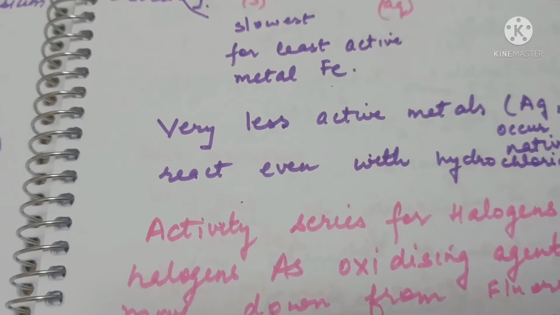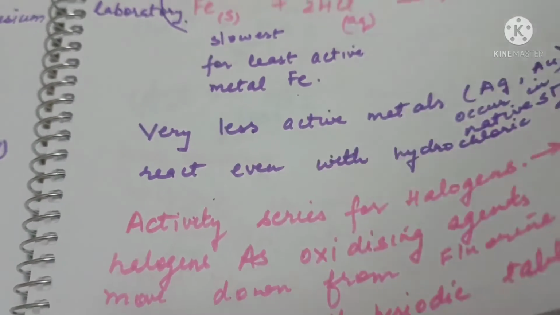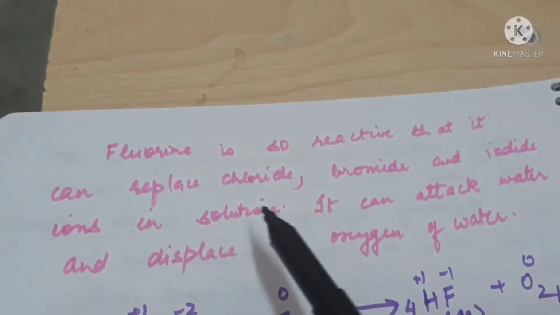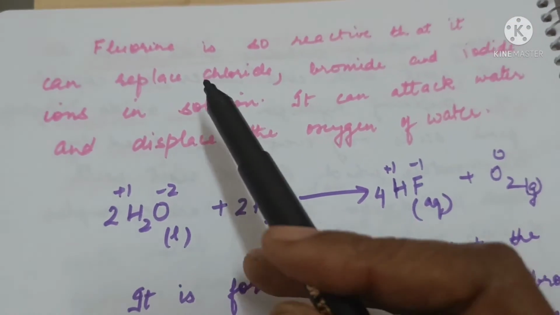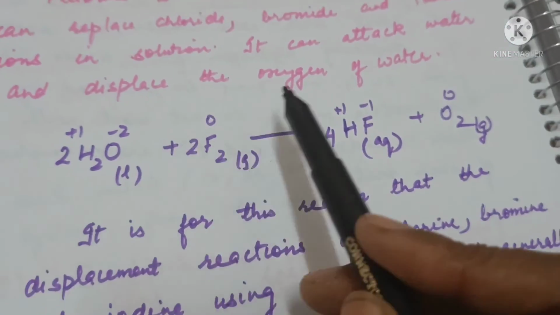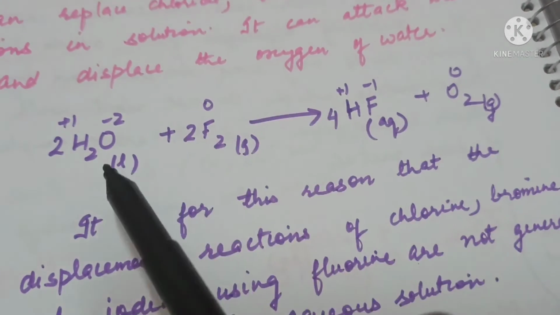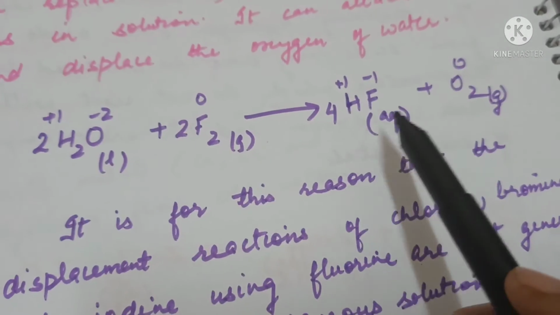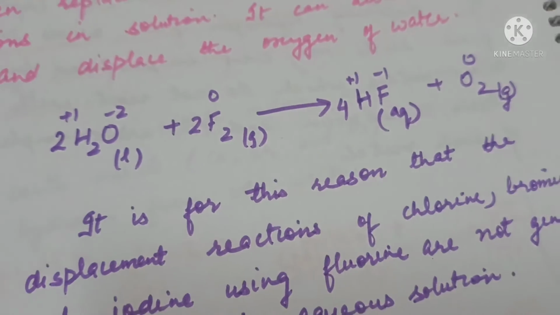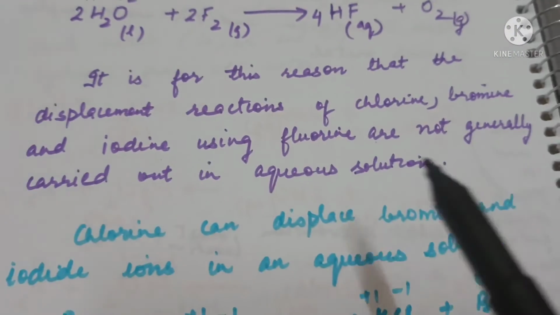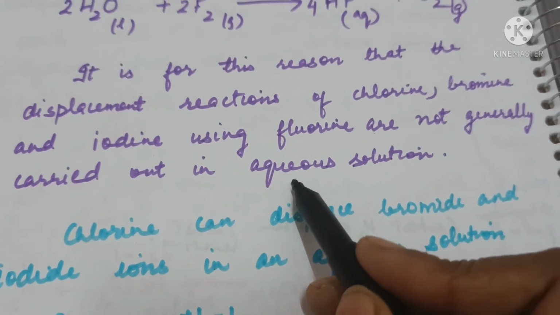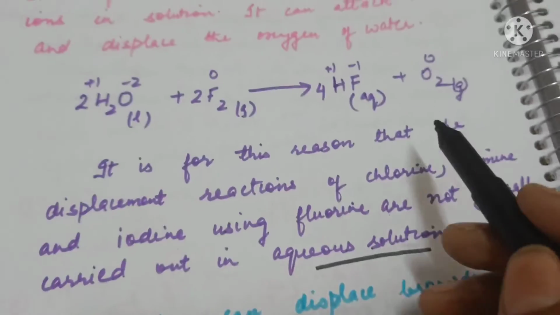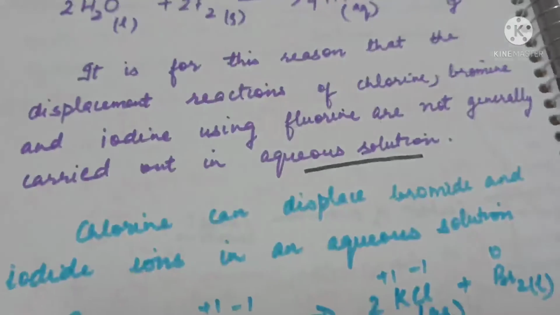That is, fluorine is the strongest oxidizing agent and it is so reactive that it can replace chloride, bromide and iodide ions in solution. In fact, it can attack water and displace oxygen of water as well. Water plus fluorine will form HF and oxygen. So for this reason, the displacement reactions of chlorine, bromine and iodine using fluorine are not generally carried out in aqueous solution, because in aqueous solution oxygen is given.